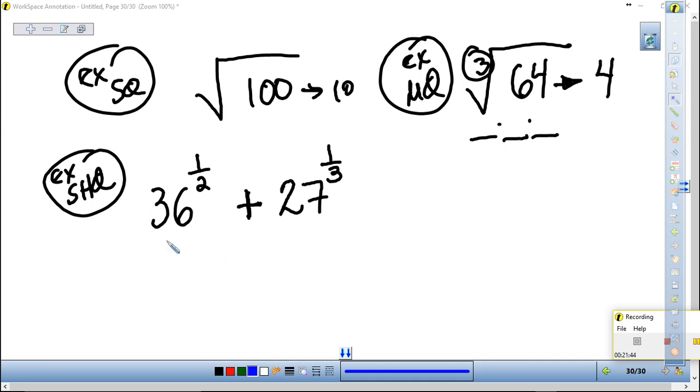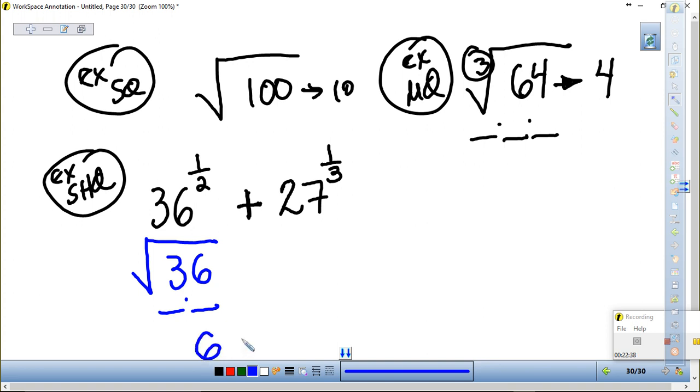Radicand is 36. Index is 2, but do we write the index of 2? No. So I just need a radical, right? Okay, so what is this? One number times itself gives us 36. Got it? 6. That is correct. Hands if you got that.